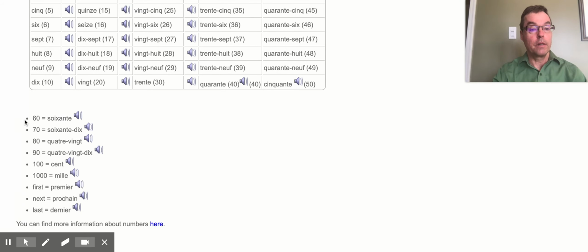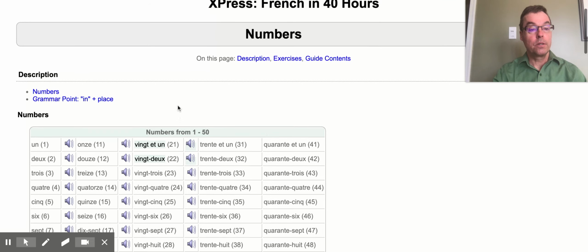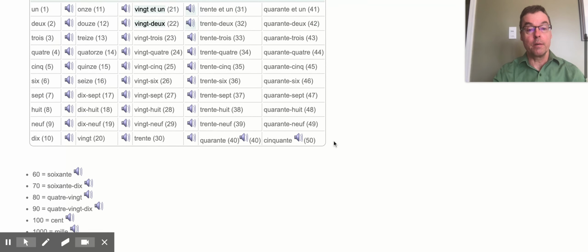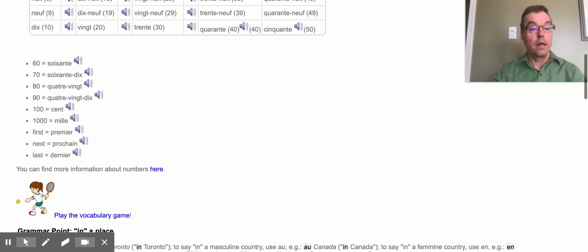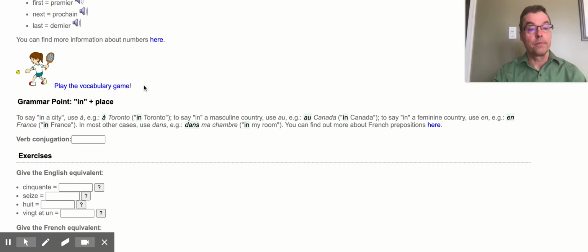We also have numbers 60, 70, 80, 100, and 1,000. And some basic ordinals like first, next, and last. Make sure you familiarize yourself with all of these numbers. They're important. And play the vocabulary game, which is going to ensure that you've mastered these numbers.